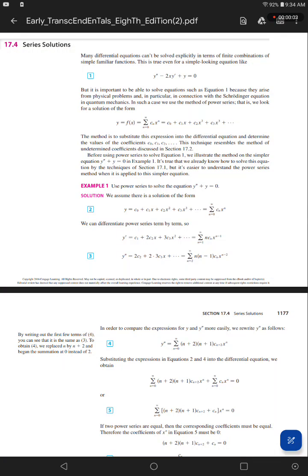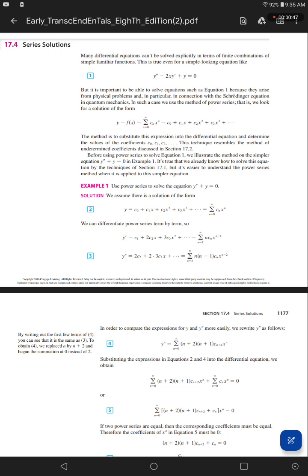17.4 Series Solutions. Many differential equations can't be solved explicitly in terms of finite combinations of simple familiar functions. This is true even for a simple looking equation like equation 1, y double prime minus 2xy prime plus y equals 0. But it is important to be able to solve equations such as equation 1 because they arise from physical problems, and in particular in connection with the Schrödinger equation and quantum mechanics.